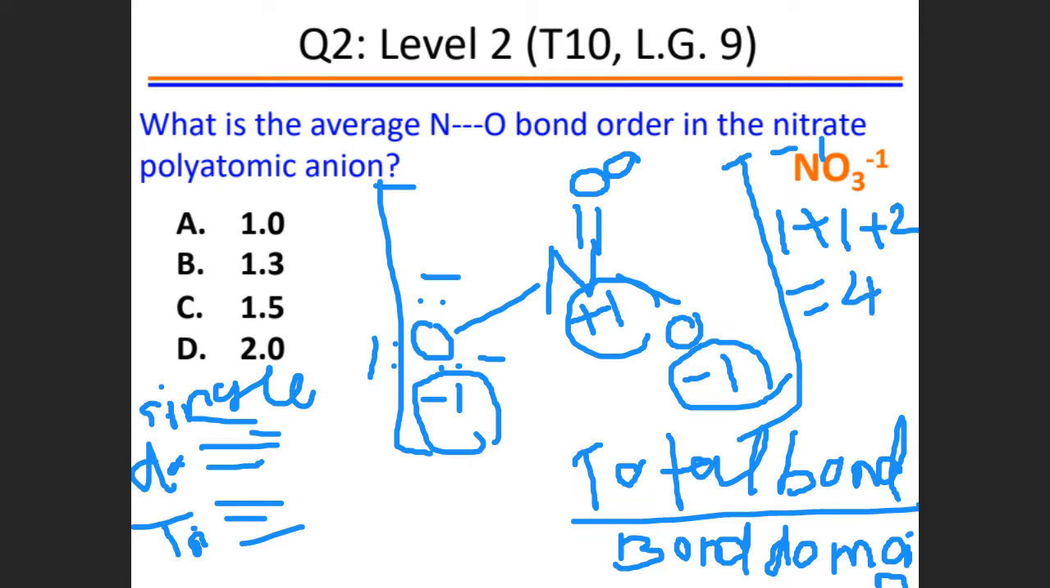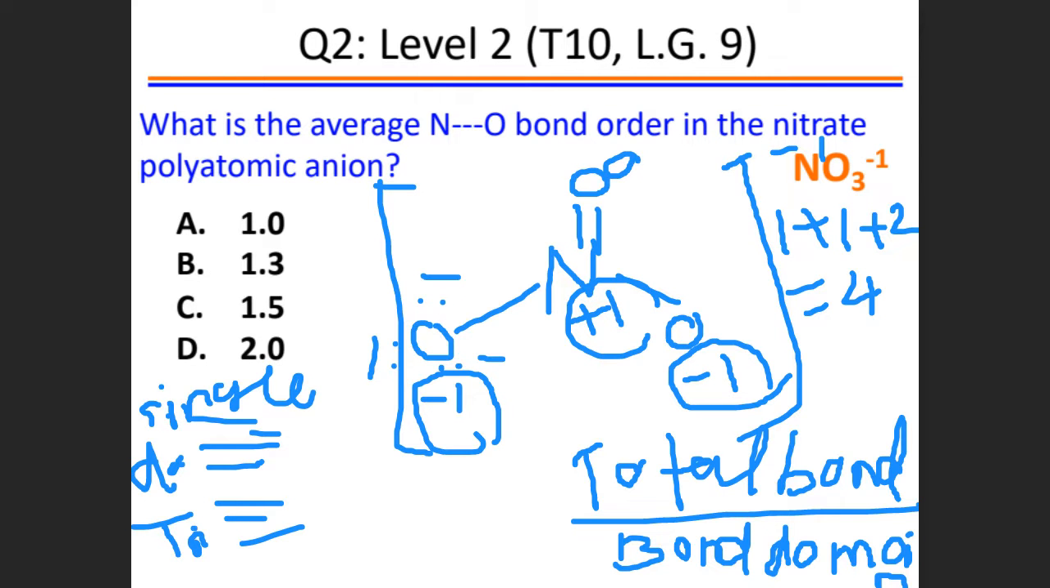But domains means the central atom to atom bond. So we will be calculating nitrogen to oxygen 1, this nitrogen to this oxygen 2, this nitrogen to this oxygen 3. So that means domain 3 but bond 4. Got it? So when we calculate the domain, we will not consider the double bond, single bond, or triple bond.